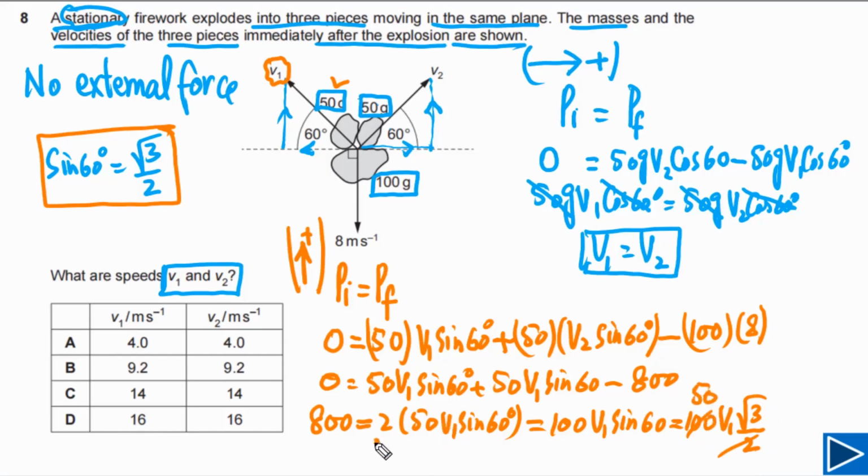Now we will simplify this one for V1. If we simplify this one for V1, our final answer in this case will be 800 divided by root of 3 times 50 times 50. And if we solve this one, our final answer will be 9.2. So this is the value of V1. But V1 is equal to V2. So it means it is equal to 9.2 meters per second, because V1 is equal to V2. So V2 is also equal to 9.2 meters per second. So the final answer is B for this question.